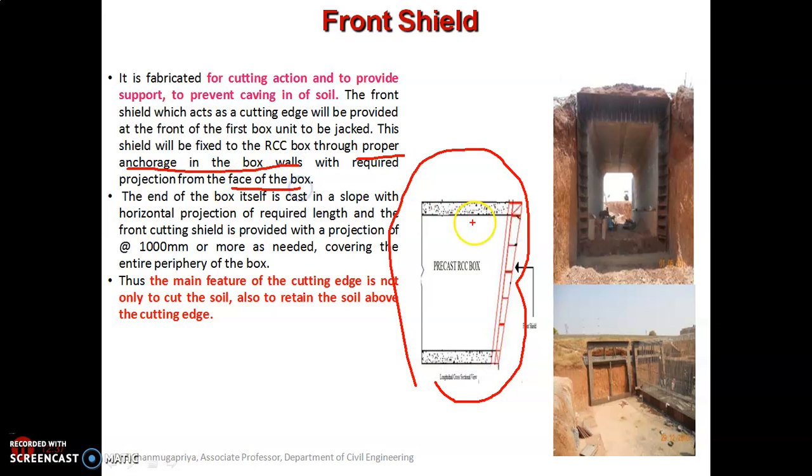If you see the sectional view, you can clearly understand this box itself is cast in a slope with a horizontal projection of required length, and this front cutting shield is given a projection of around 1000 mm or more as needed, covering the entire periphery of the box. The main feature of the cutting edge is not only to cut the soil but also to retain the soil above the cutting edge.